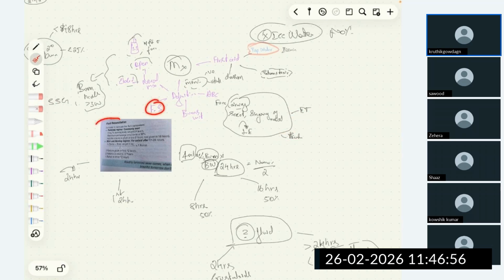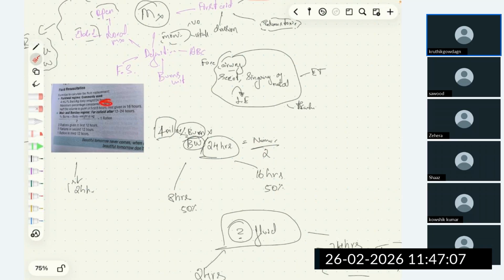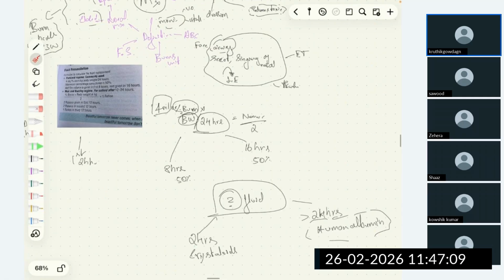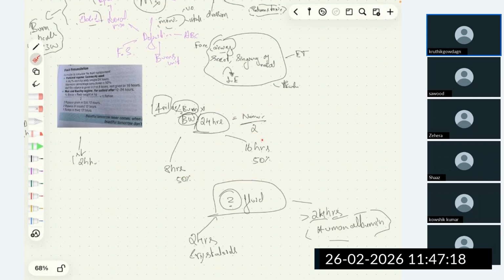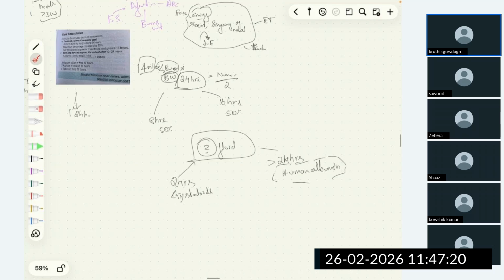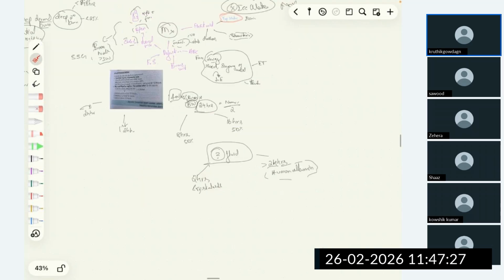Parkland's formula, I will once again mention because it's very important. That is 4 ml into percentage of burns into body weight. Divide it by 2, give 50% of it in 8 hours and the next 50% in the coming 16 hours. What are the fluids which are given? In the first 24 hours, we'll give crystalloids. In the next 24 hours, we'll give human albumin to replace the lost plasma proteins.